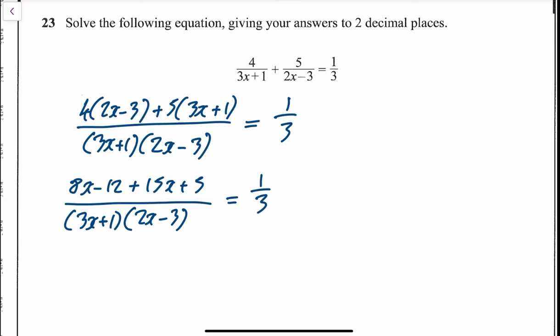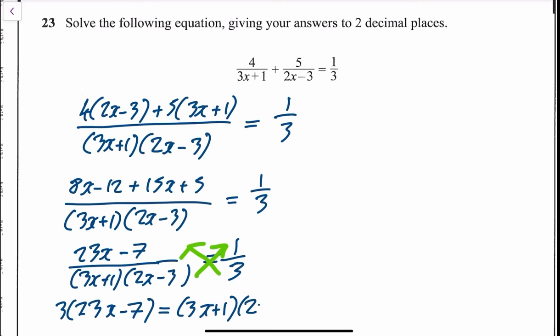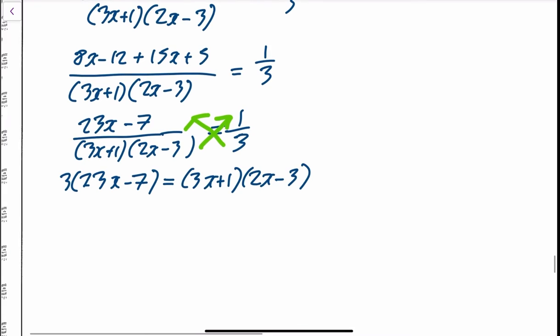And tidy up the top line, you will get 23x minus 7, and still over 3x plus 1, 2x minus 3. Now what I would do is cross multiply. So what I mean by that is this 3 comes up and multiplies, and this thing comes up here and multiplies. So you're going to have 3 upon 23x minus 7 is equal to 3x plus 1, 2x minus 3.